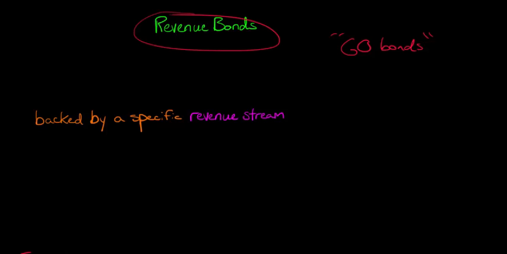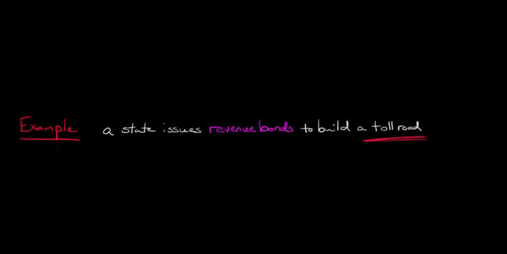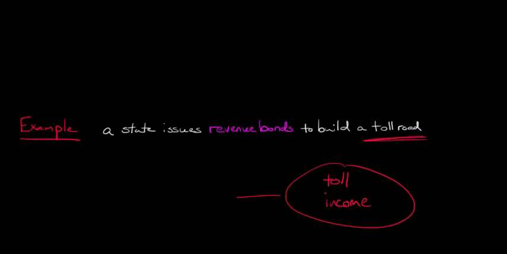Revenue bonds, on the other hand, are backed by a very specific revenue stream, right? So let's say, for example, that a state decides that they want to issue revenue bonds in order to build a new highway. They're going to build a toll road. So in that case, the revenue bond would actually be attached to the toll income. So let's just say this is our pool of funds that we get from the toll income, and that is actually what's being pledged here to service the debt, right? So this toll income is going to service the debt.